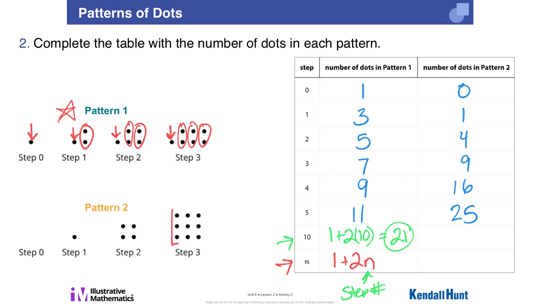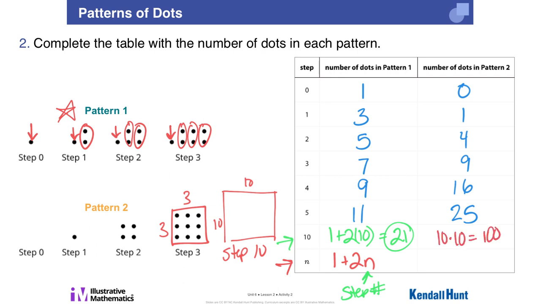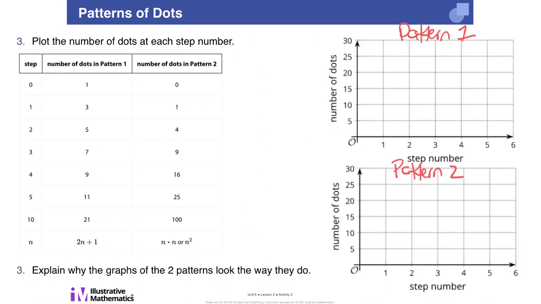In pattern 2, we talked about how we had been seeing squares with the side length of the step number. So this one was 3 by 3. So step 10, if I sketch that out, I would have a big square with side lengths 10 by 10. So it would be 10 times 10, which would get us 100. So all along the way here, I'm taking my step number n and I'm multiplying it by n to get us the number of dots in that square. We could also write that as n squared. So down here in our formula, you could write it either way. We are going to get used to writing this as n squared just because it's a more succinct way of writing it.